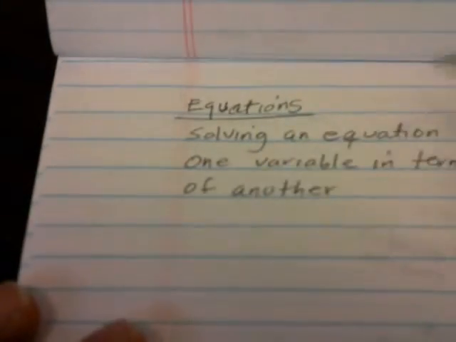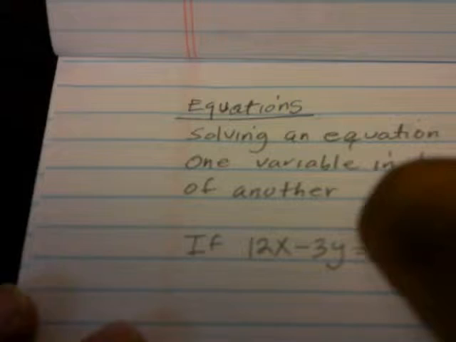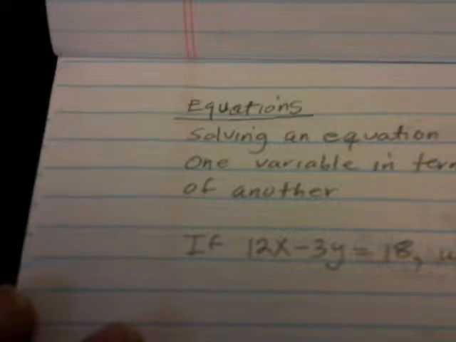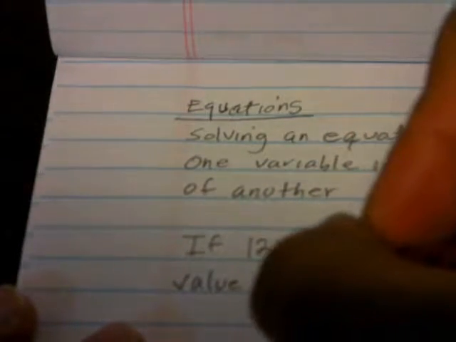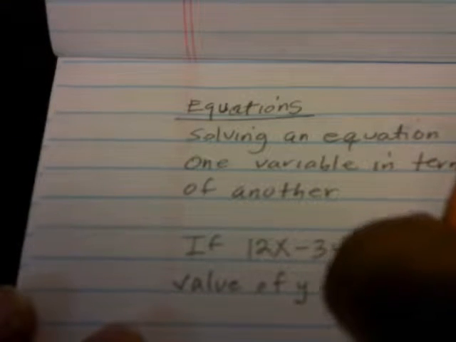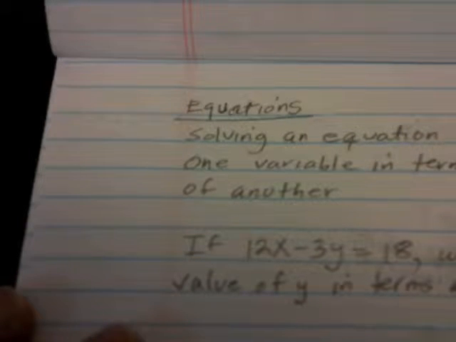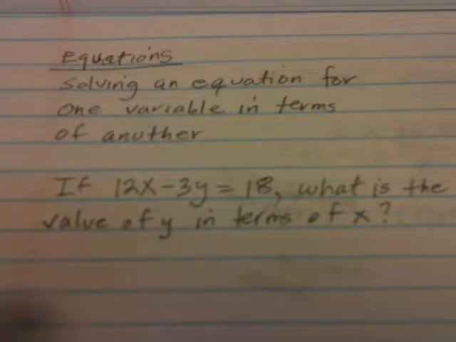What if you have a problem like this? If 12x minus 3y equals 18, what is the value of y in terms of x? Okay, you all can see that. Now, what this means is we have to solve the equation in terms of y.